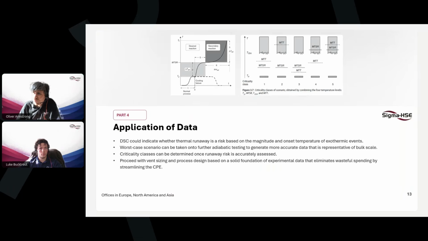If we have a scenario with that light grey region where we lose cooling on the reactor, that exothermic reaction is allowed to self-heat the system, and using the specific heat capacity of that mass of material and the enthalpy of that exothermic reaction, we can calculate that delta T adiabatic. So that is the temperature rise that the system will experience, reaching MTSR, maximum temperature of the synthetic reaction.